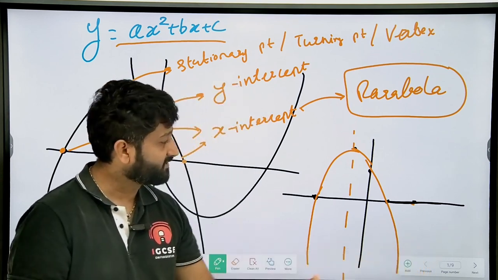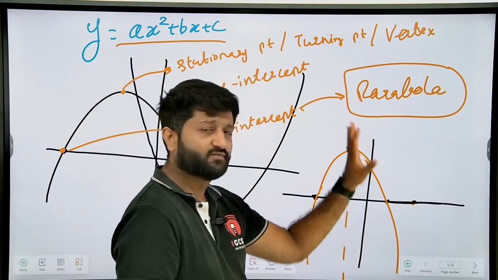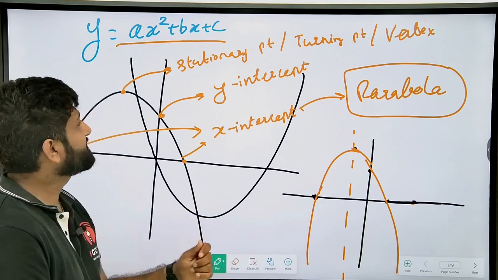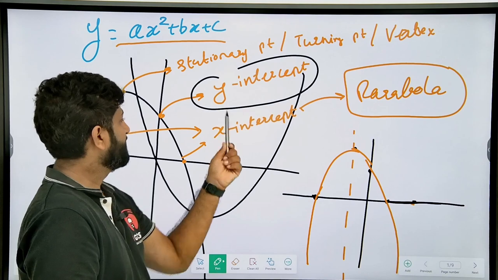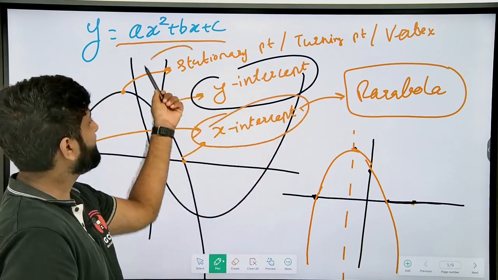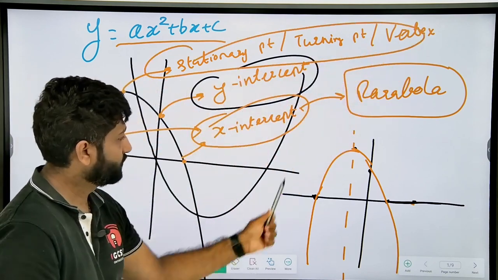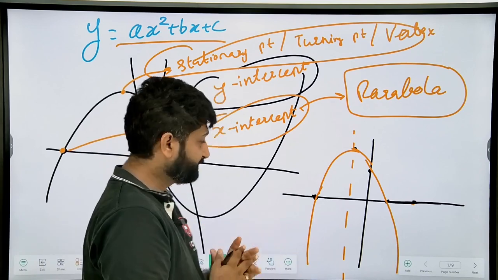I have already attached a few of the questions. For these questions, we would solve them directly. But you need to understand that in order to plot these points, I need to know the x-intercept, the y-intercept, and the stationary point. If I have those values, then I can easily plot.